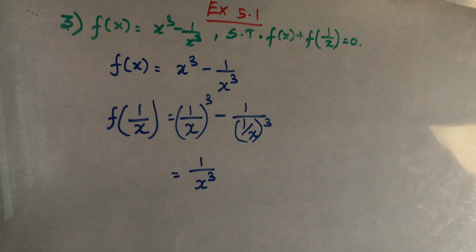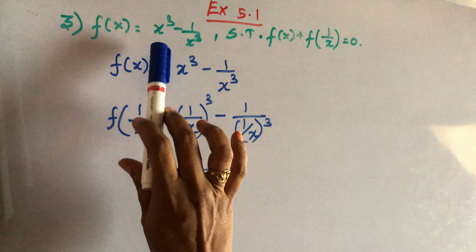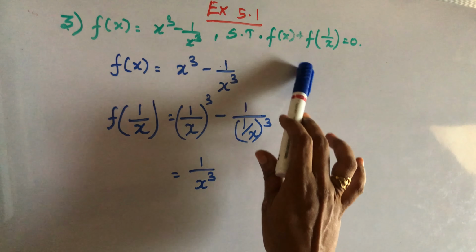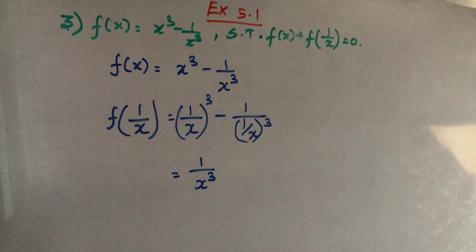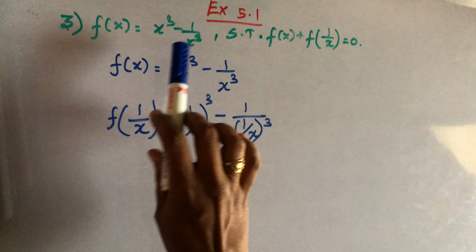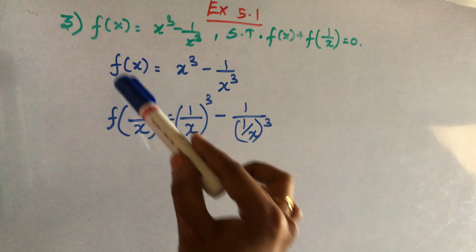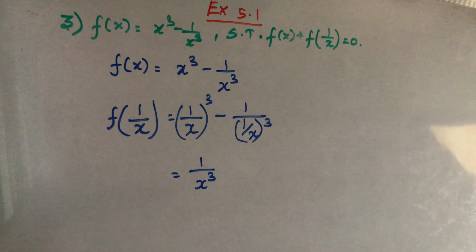Third one, f of x is equal to x cube minus 1 by x the whole cube. x cube minus 1 by x cube. Show that f of x plus f of 1 by x is equal to 0. So this is our function f of x. Now we have to find f of 1 by x also.